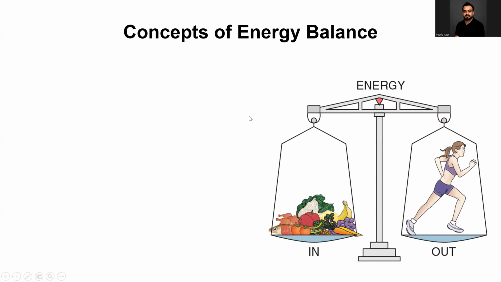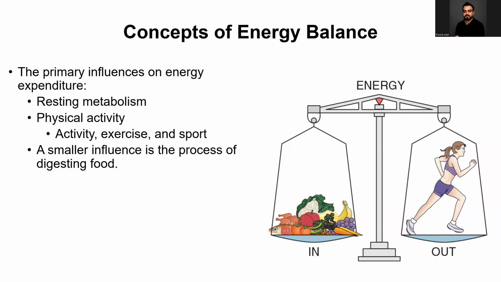So we have this picture over here. On this side of the scale, we have energy in, which is food or beverages, and we have energy out. This is the amount of energy we expend, or energy expenditure. So overall, this is the concept of energy balance.